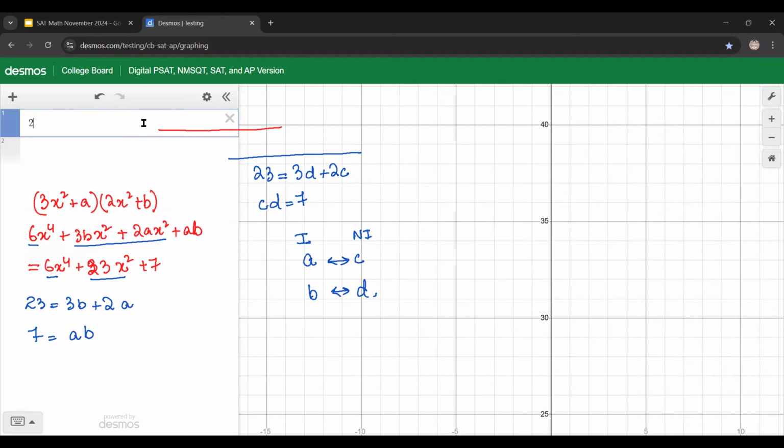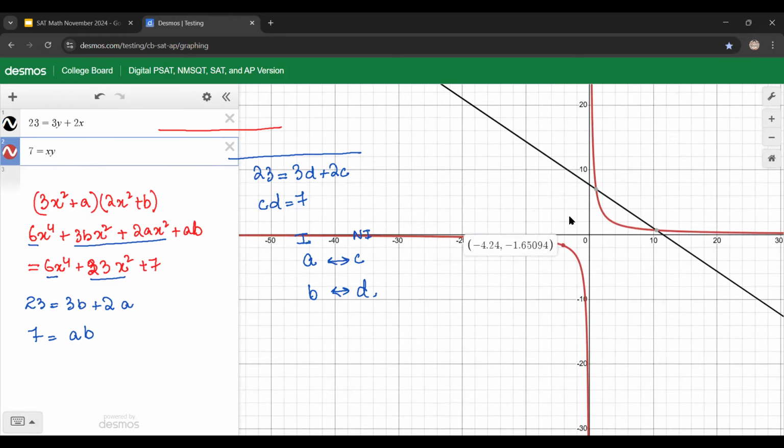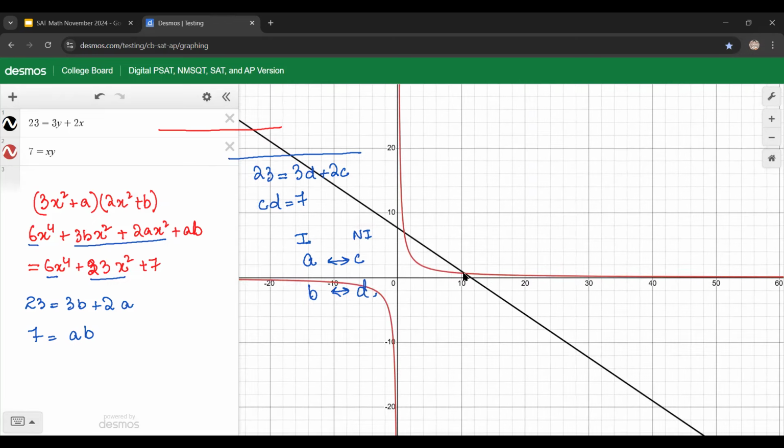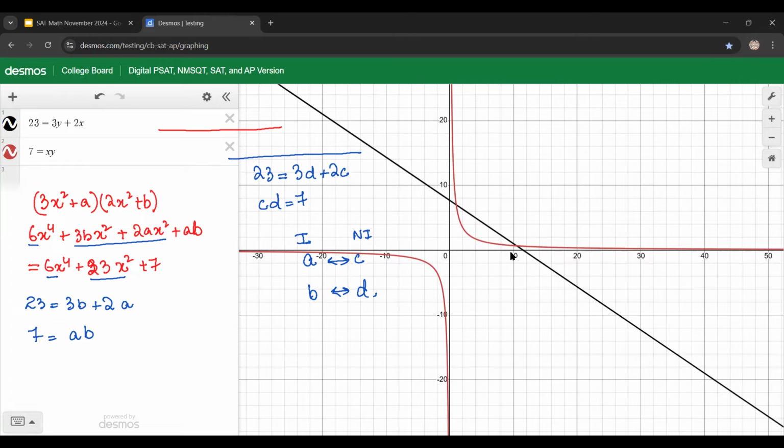So I will write 23 is equal to, I'm going to put these two equations. I'll take A as x, B as y. So 3y plus 2x, and the other equation, 7 is equal to xy. See, I have two solutions, two intersections. The red one is the graph of xy. That's why it's like this.